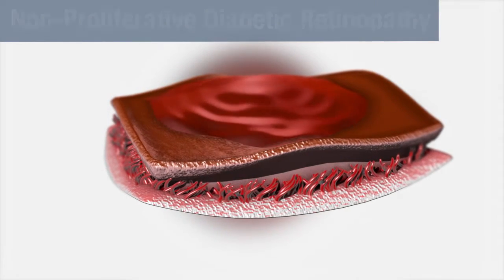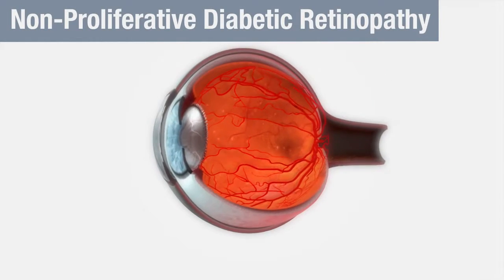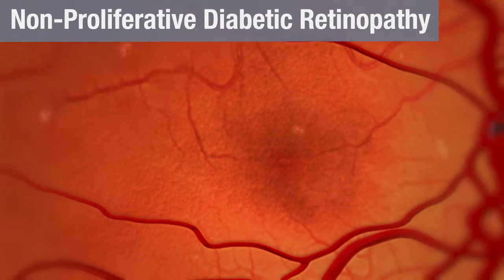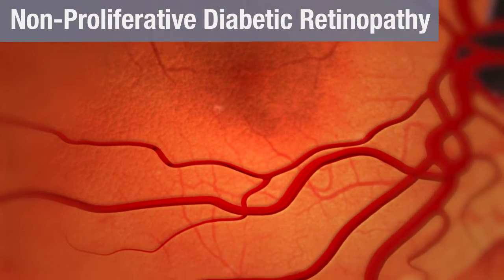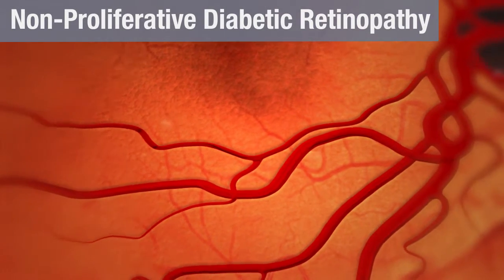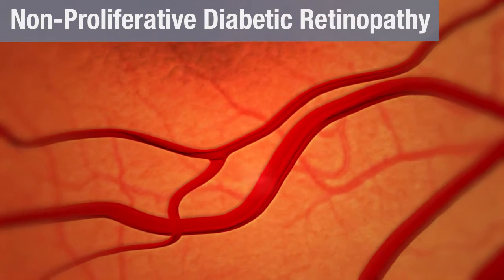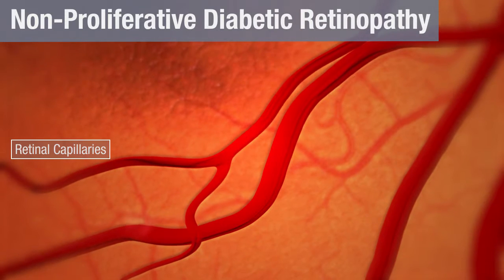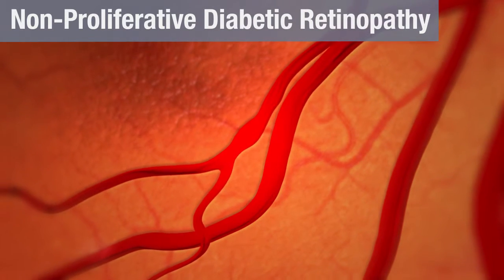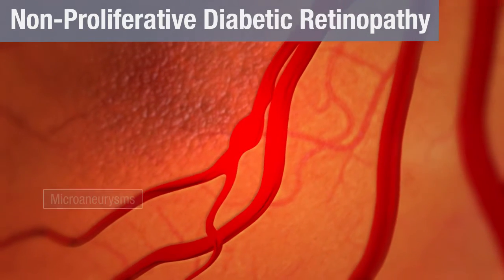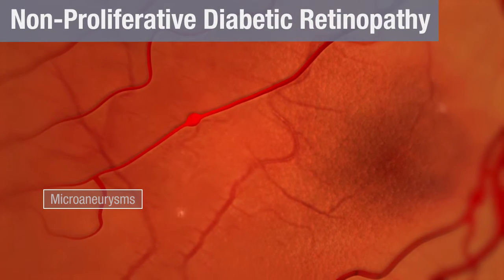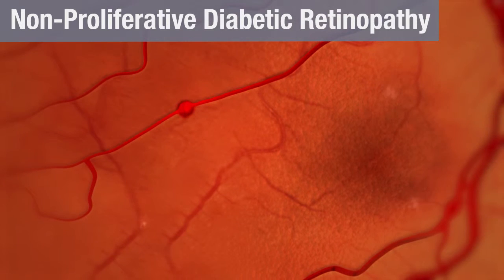The first stage of diabetic retinopathy is known as non-proliferative diabetic retinopathy. As previously mentioned, at the early stage, there are no obvious symptoms of eye damage. However, the walls of the small blood vessels in the retina, called retinal capillaries, may have already begun to weaken and change shape.